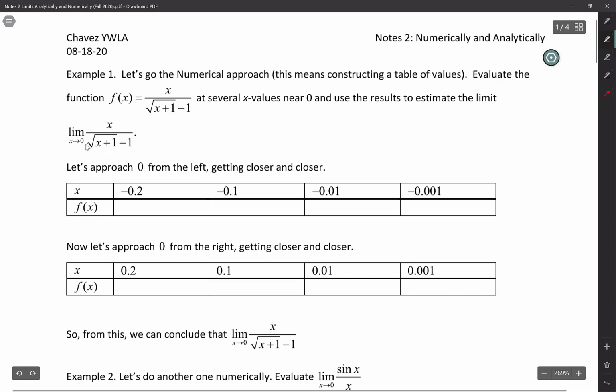At the moment, I cannot plug in 0, direct substitution, because if I do that, you get 0 divided by, and then look at this, 0 plus 1, the square root of 1 is 1, 1 minus 1 is 0. You get 0 over 0. If you get 0 over 0, that's called indeterminate form, and it definitely has a limit. If you get 0 over 0, write that down somewhere.